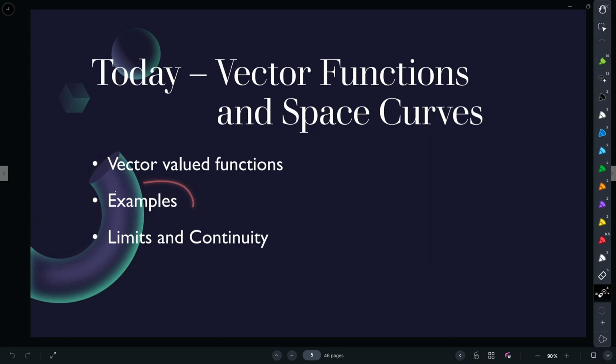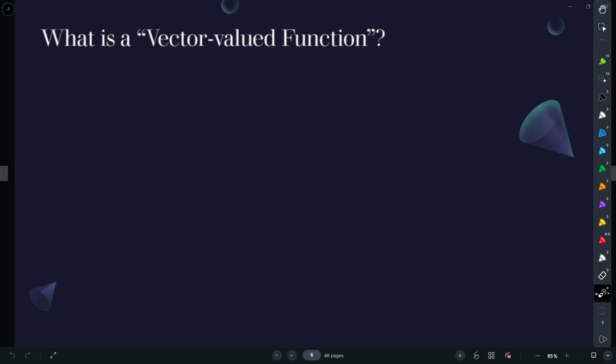Vector valued functions, some examples, and then we're going to talk also about limits and continuity of these curves. So let's get right into it. What is a vector valued function? A vector valued function is some function that takes values in R. R here is a parameter, and then it gives me a vector, let's say in R3, it could be in R2, it could be in Rn. But it gives me vectors, so it's some parametric representation of some vectors in, say, space.